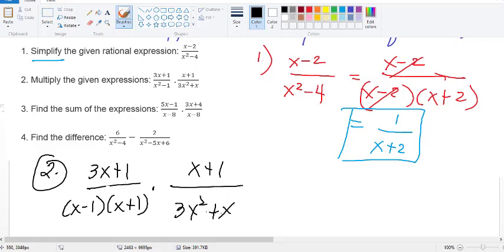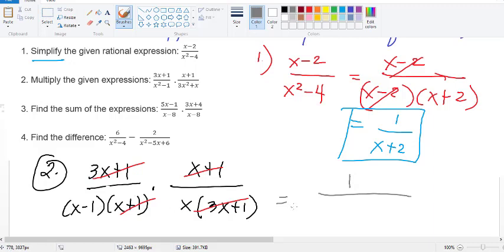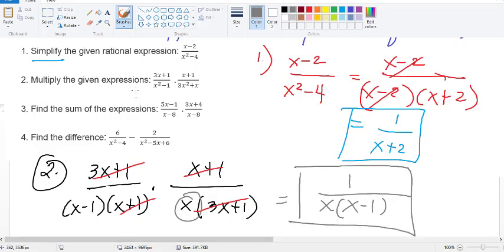Tapos ito namang 3x squared plus x, pwede natin i-factor out yung x. Tama man? Pwede natin ilabas yung x. So 3x plus 1. Okay, so marami na tayong makakancel. So the final answer should be, wait lang. Walang natira sa taas. Okay, so 1 ang natira sa taas. And then we have x, and then meron tayong x minus 1. This is the simplified form of multiplying these two expressions.